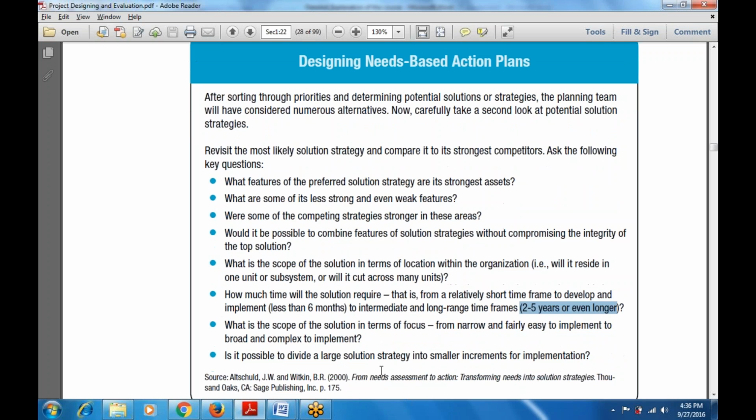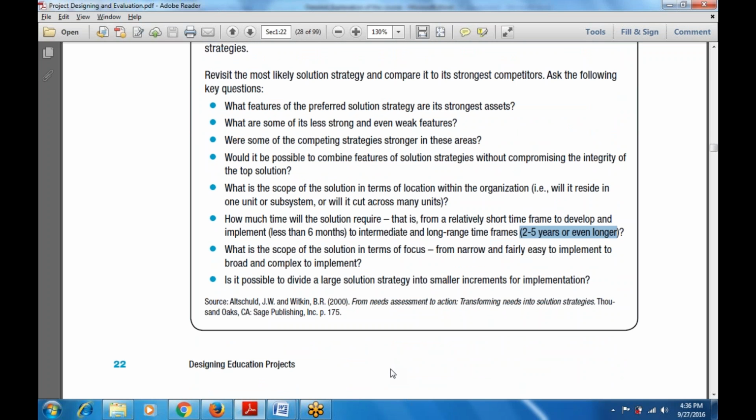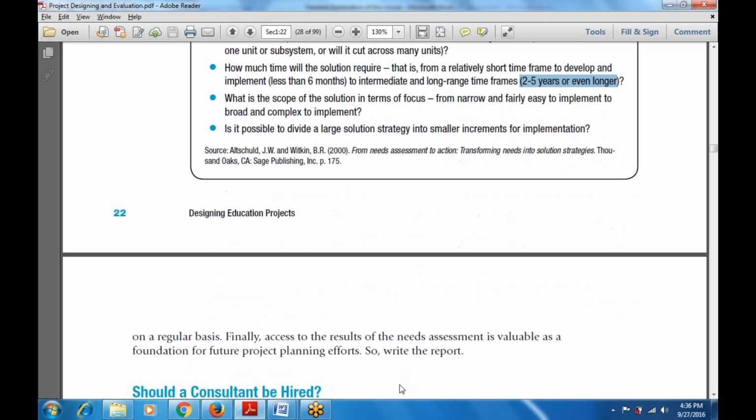Then what is the scope of the solution in terms of focus? What are the main criteria by which we can implement the solution, from narrow and fairly easy to implement to broad and complex to implement? The next question is whether it is possible to divide a large solution strategy into the smallest increments for implementation. What strategy is used for the implementation?